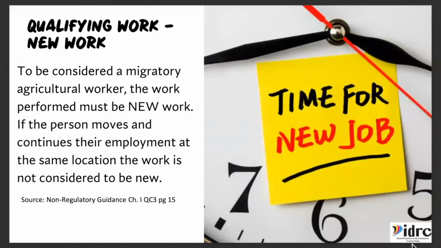To be considered a migratory agricultural worker, the work also has to be considered to be new. The worker has to have engaged in new qualifying work. This means that if the person moves and continues their employment at the same location, the work is not to be considered new. And so even if there is a change of address for where the person is living, if they continue working on the same farm, in the same capacity, the work is not considered to be new.